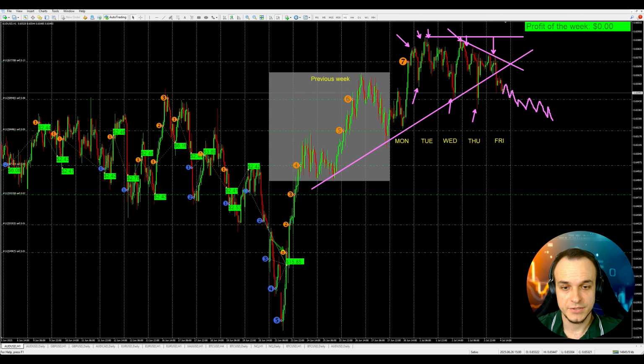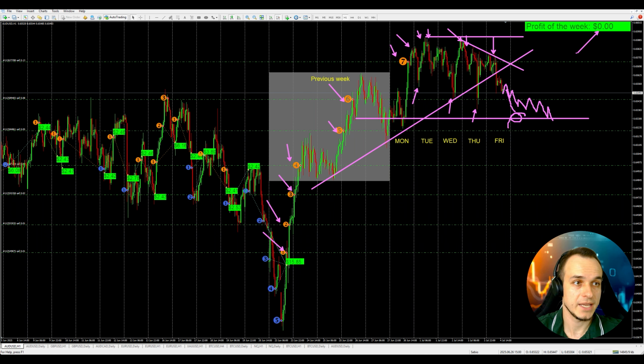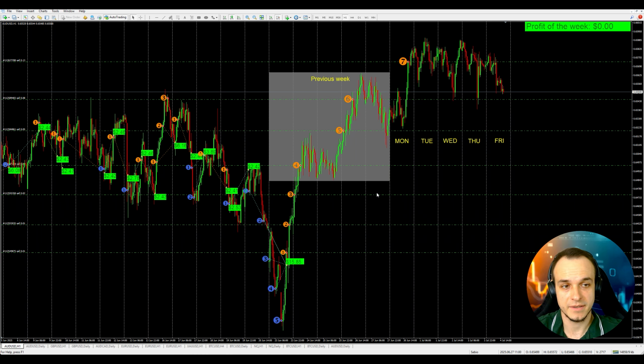Actually, we have a chain of 7 trades, and to close them we need the price to drop between the 6th and 5th orders. So hopefully at the end of this day or at the beginning of next week we're going to close all the trades with a profit. We didn't close any trades, so that's why we don't have profit this week.